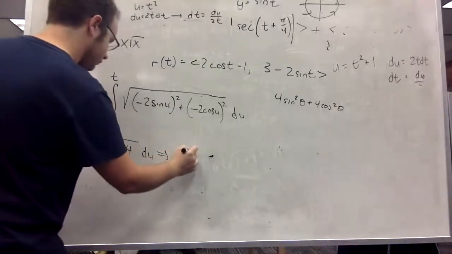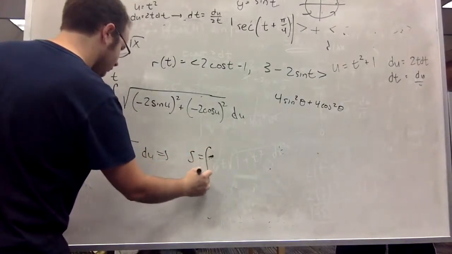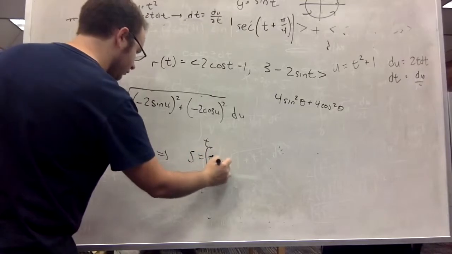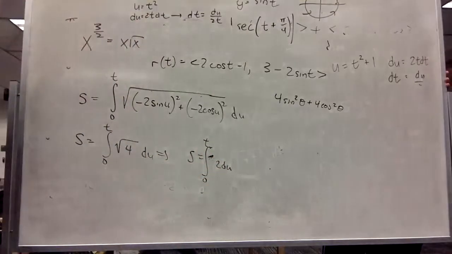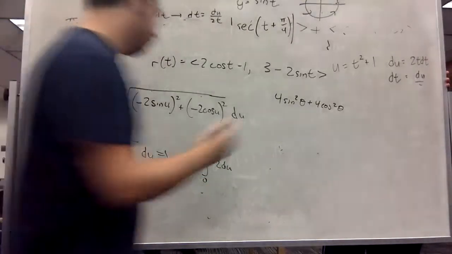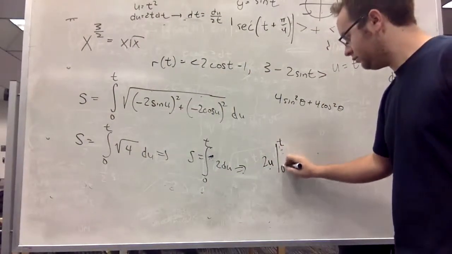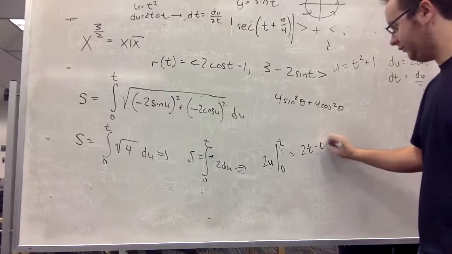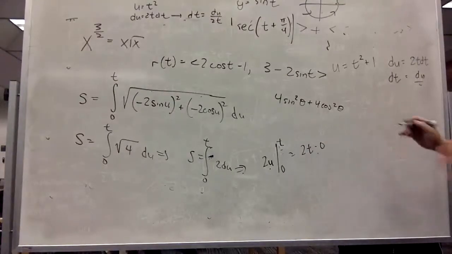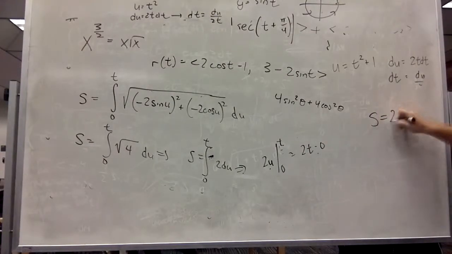What's the integral of 2 to u? That should be 2u. So we have, here's what we end up with. s equals 2t.